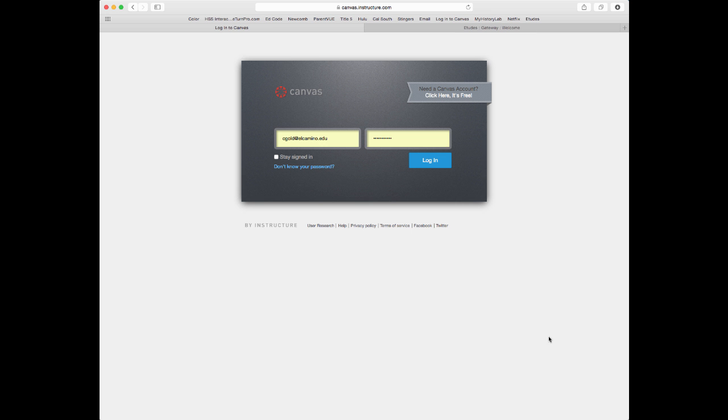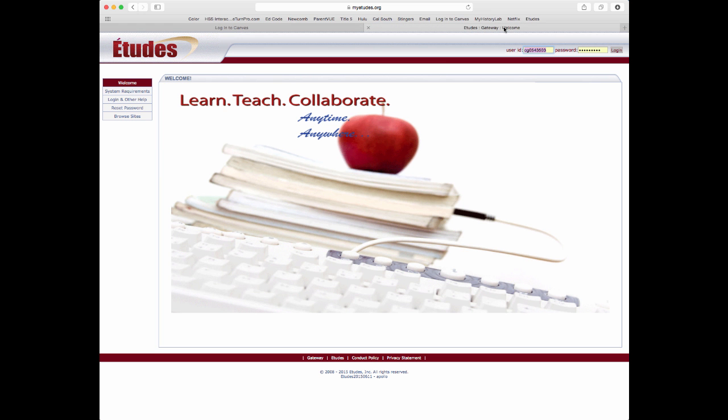Now what I will be showing you are two websites. The first website is Etudes, which is used by the campus, El Camino College, and there's information about how to log on to Etudes in the course syllabus. So you will use your user ID and your password, and you already have one of those. You've been assigned them automatically. And again, the syllabus tells you what those are.